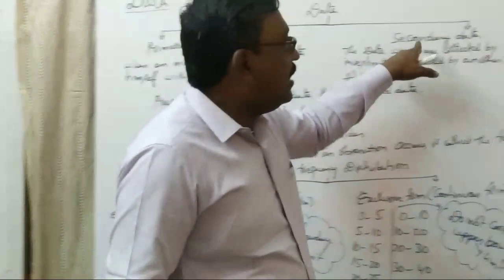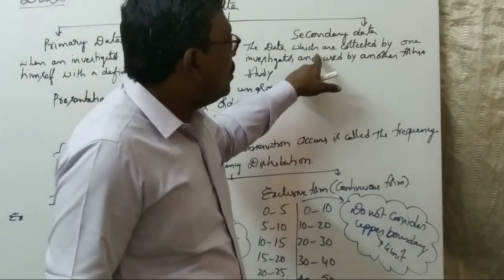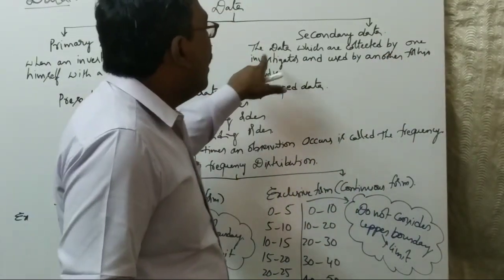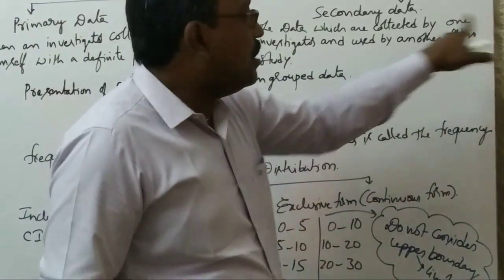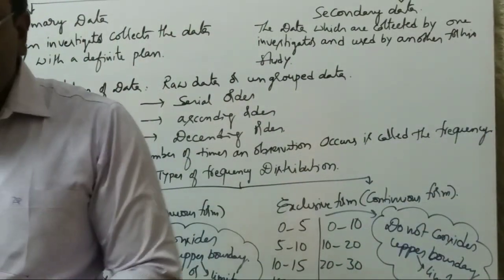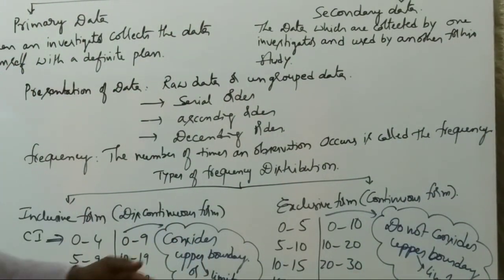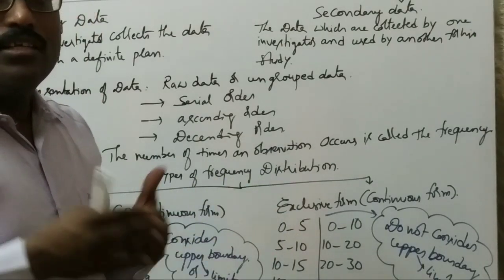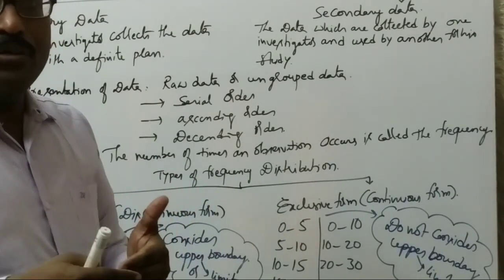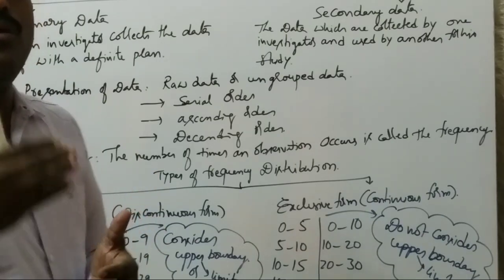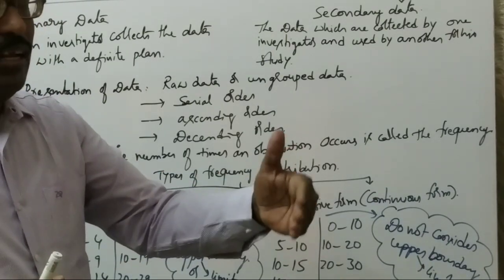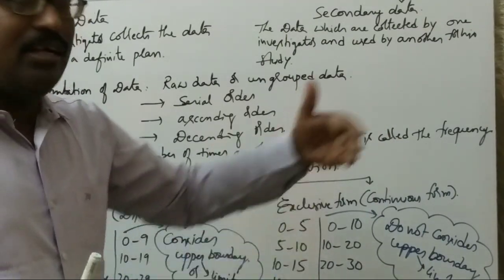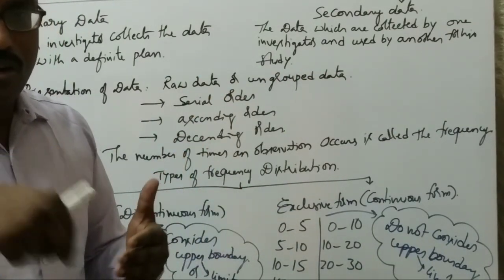What about the secondary data? The data which are collected by one investigator and used by another for his study. Suppose recently corona cases are there. As on today, in America there are 2 lakh cases, in Italy nearly 1 lakh cases, in Sweden some cases. Like that you are counting.